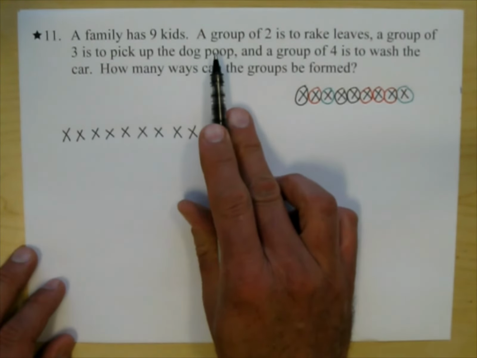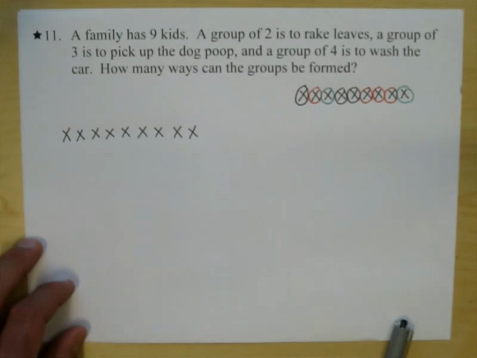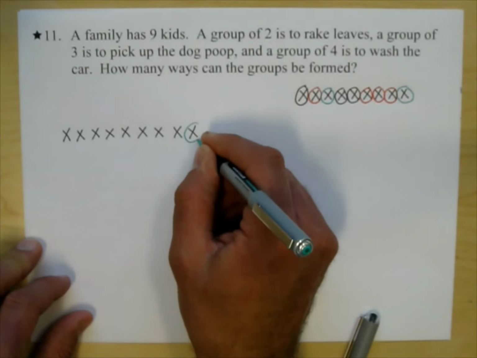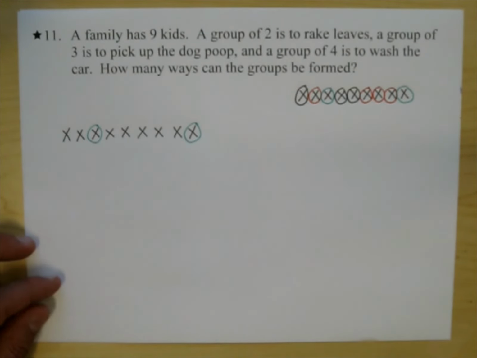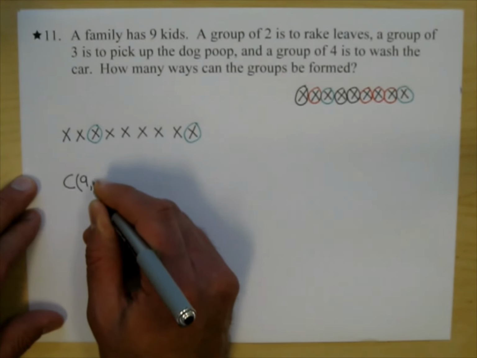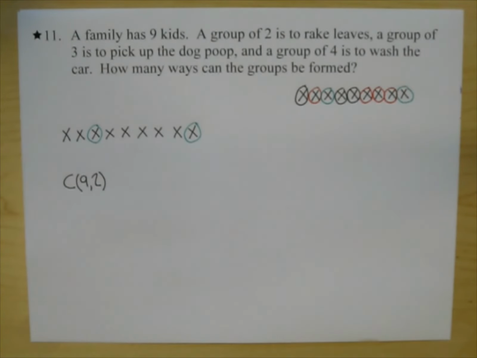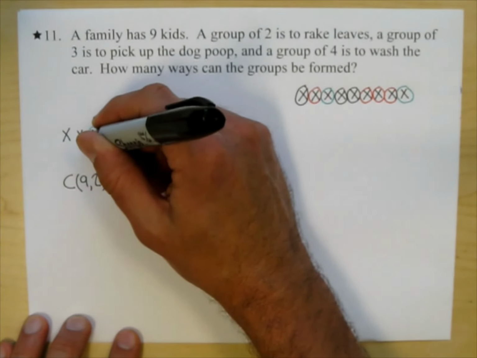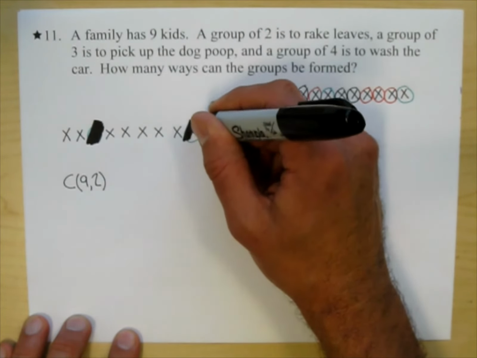And so if the problem just said a group of 2 is to rake leaves, and you're like, okay, you're going to rake leaves, and you're going to rake leaves, how many ways can that happen? Then you would say, oh, well, this is just going to be 9 choose 2. Okay. But this problem has a little more than that. Those kids rake leaves, they're gone. Okay, they're like, okay, let's go rake leaves.